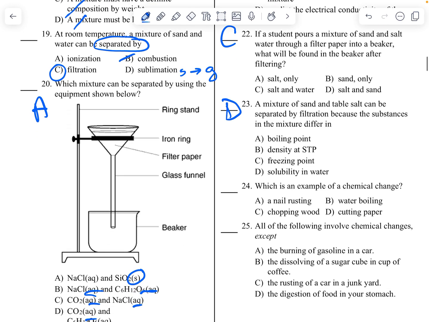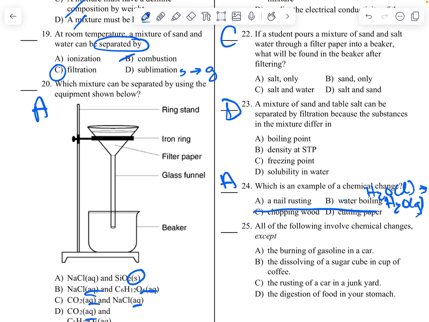Number 24, a chemical change will create something brand new. So a nail rusting, water boiling, chopping wood, or cutting paper. C and D are just changing size. B is changing our phase. So water boiling is H2O liquid going to H2O gas. So it is not that.